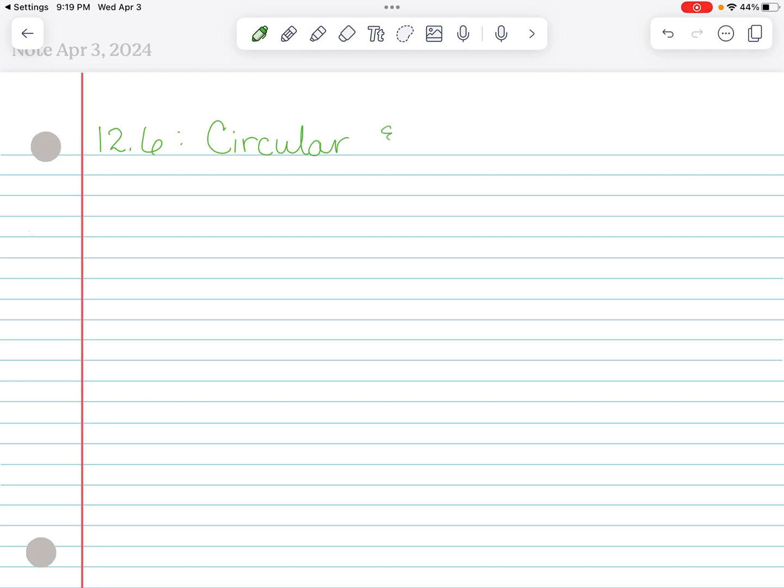So today we're moving into 12.6, which is focusing on circular and periodic functions. Now, part of what we are doing today is going to look very familiar because it's really building off of what we've already been doing. We've already been working with our unit circle. Unit circle, by definition, again, is a circle of radius 1.